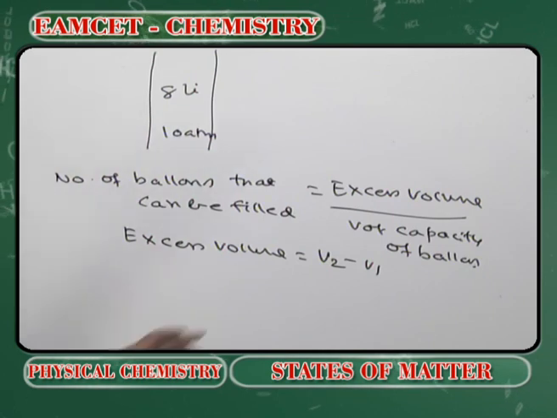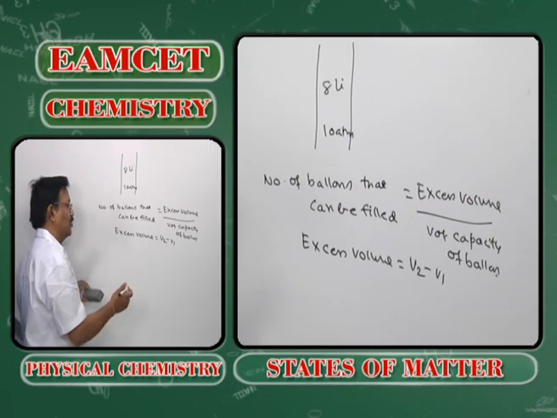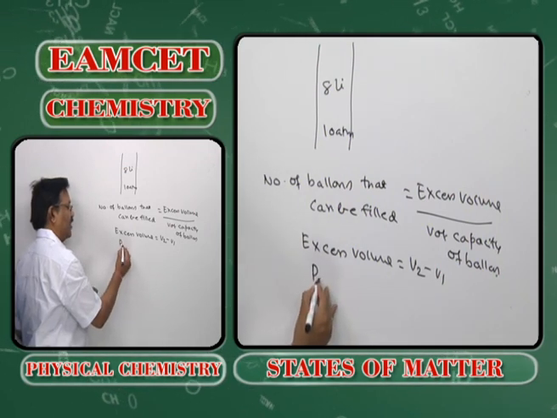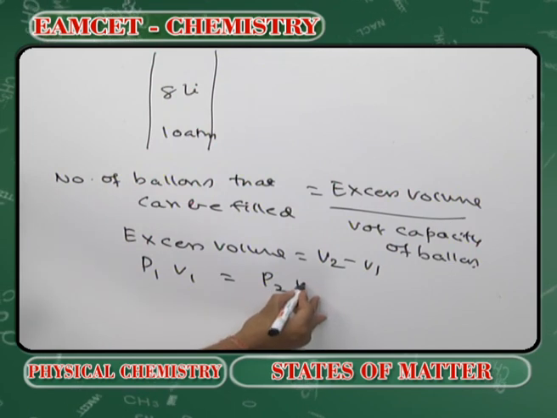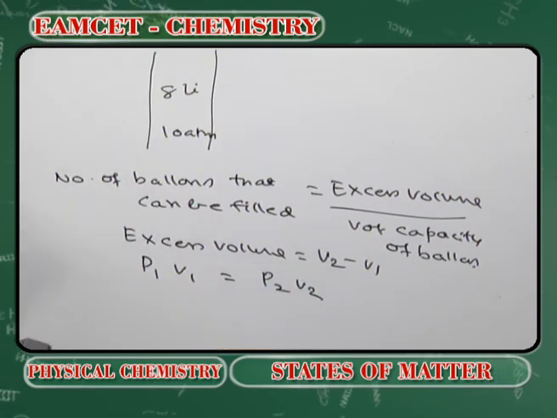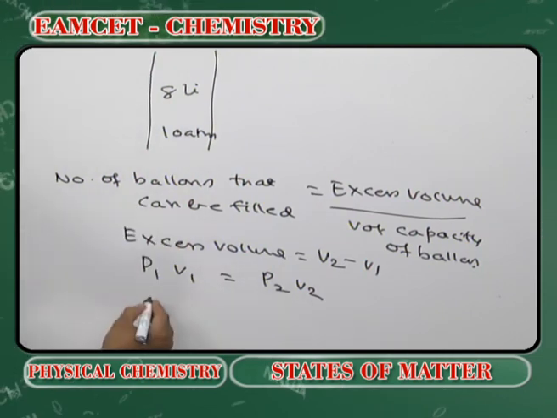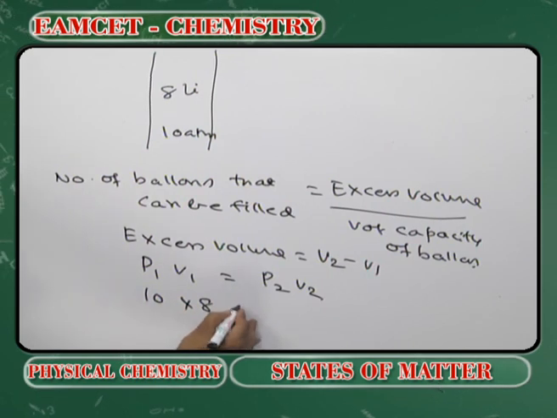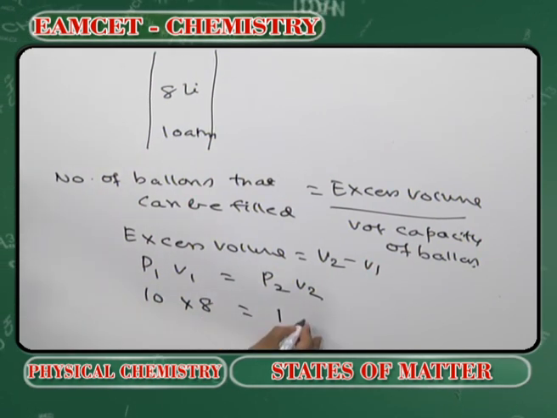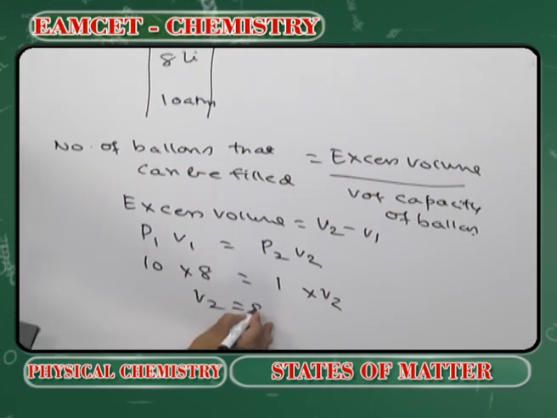So initial volume is known, 8 liters. We have to find the final volume. What is the way? By applying Boyle's law, P1 V1 is equal to P2 V2, because the temperature is maintained constant. What is P1? 10 atmospheres. What is V1? 8. What is P2? 1. What will be the V2? 80 liters.